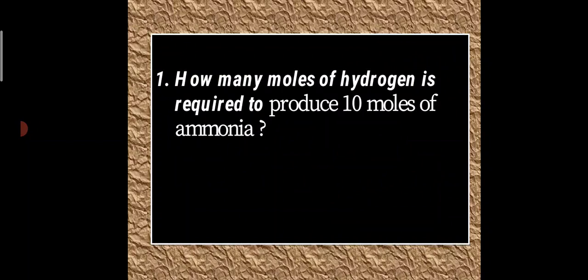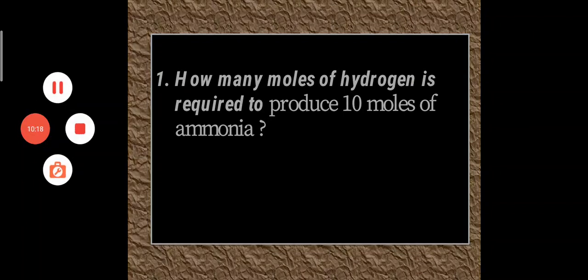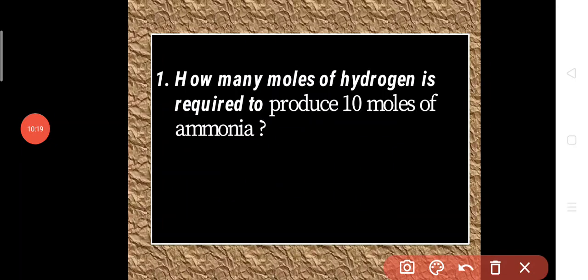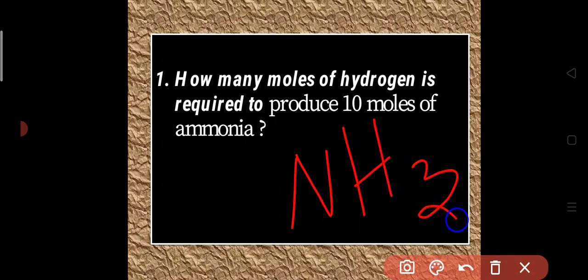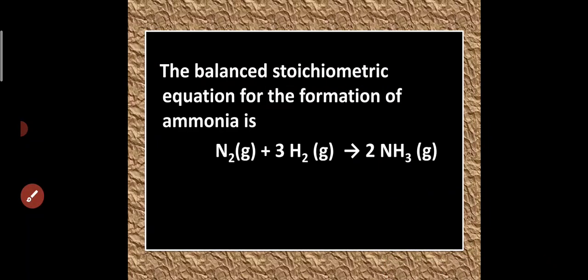How many moles of hydrogen is required to produce 10 moles of ammonia? 10 moles of ammonia நான் prepare பண்ணணும். அம்மோனியாவோட ஃபார்முலா என்ன? Ammonia formula is NH3. So 10 moles of ammonia prepare பண்ணுறதுக்கு how much of hydrogen, அம்மோனியாவில் hydrogen இருக்குது. So how much of hydrogen will be needed to prepare 10 moles of ammonia ன்றதை கண்டுபிடிக்கிறது தான் இந்த question.